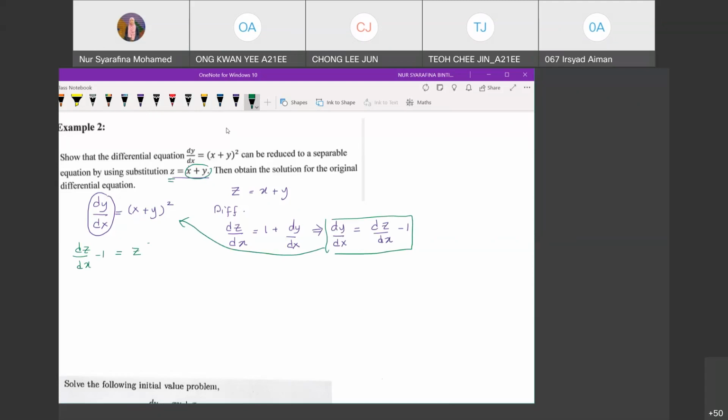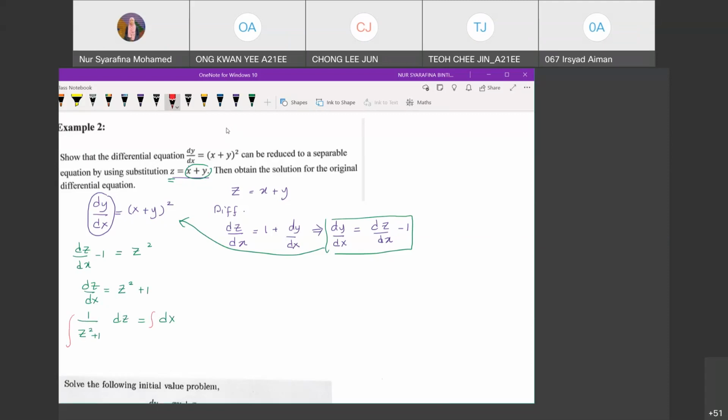Okay, rearrange: dz dx equals to z squared plus 1. Now, is it a separable equation or not? Yes. So, can you separate this? What is the separated version here? 1 over z square plus 1 dz equal to dx. Okay, good. So now, from here, you just can integrate both sides to find the solution.